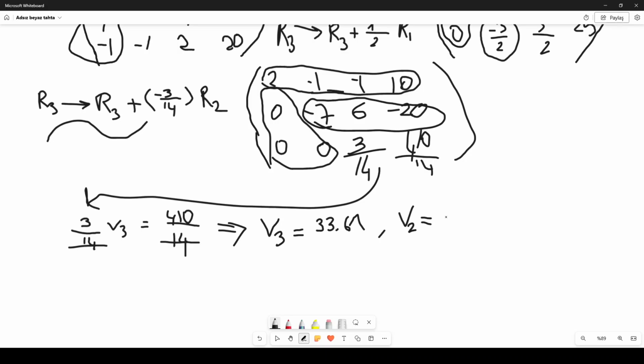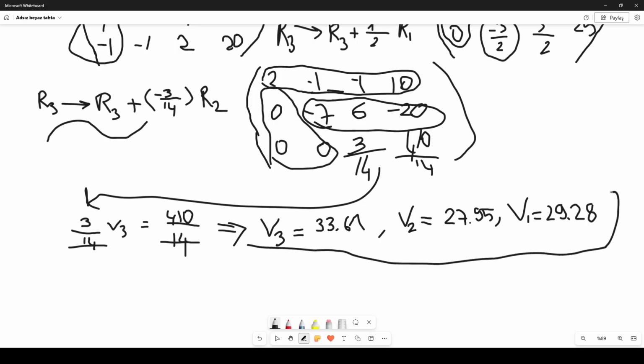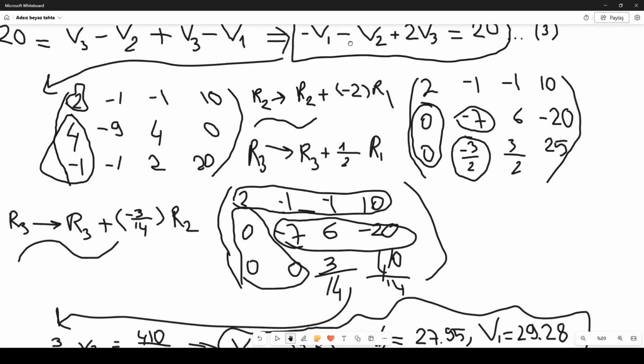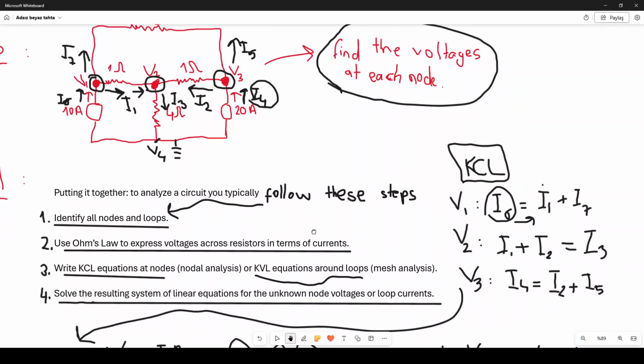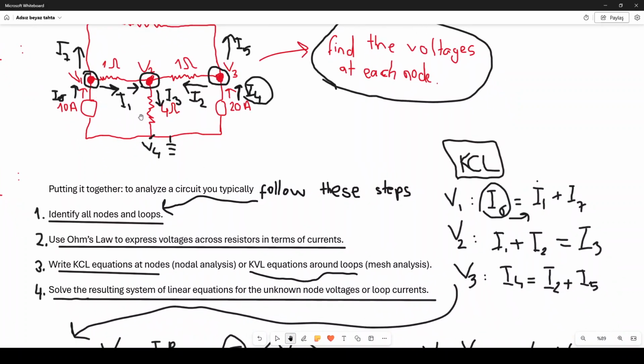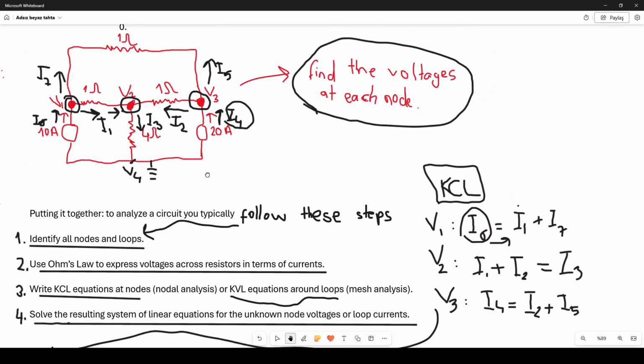In the same manner, we have V2 around 27.95, and V1 is equal to 29.28. You can also round these numerical values up or down, but I just left them as they are. These are the values that we were looking for in the beginning. So we have found them. What are these values? These are the voltage values. Now look at this point: I have found all the voltage values at each node for this given electric circuit.